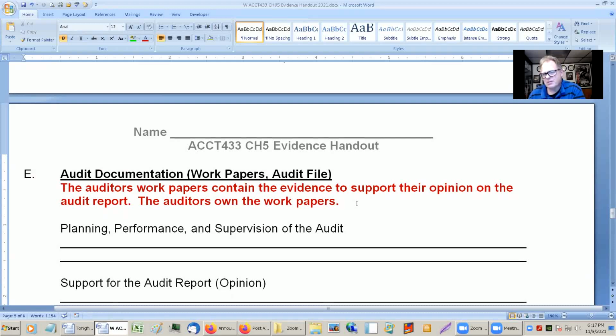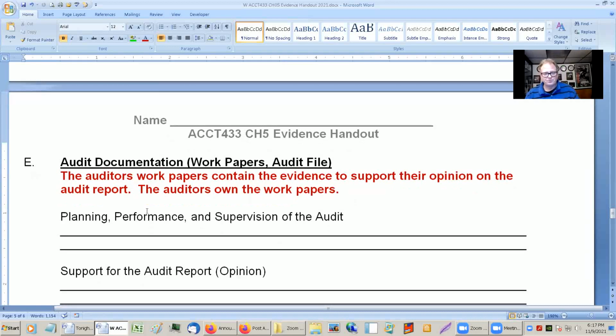But as far as the work papers themselves, no, those are owned by the auditors, and there's confidential information in there, and not just confidential information about the company, but it could be other people in the company that they have confidential information about that you don't want to get out. Okay.